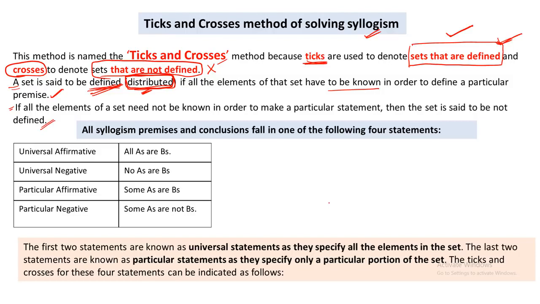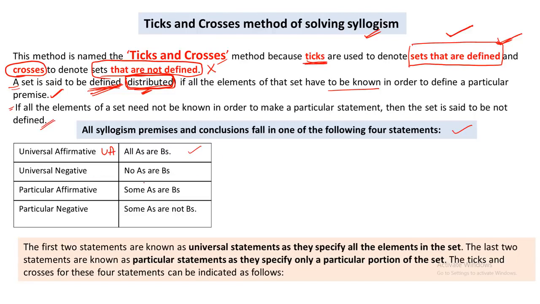We basically find four types of statements in syllogism questions. All syllogism premises and conclusions fall in the following four categories. First is 'All A's are B', and we call it universal affirmative. We use the term UA even.